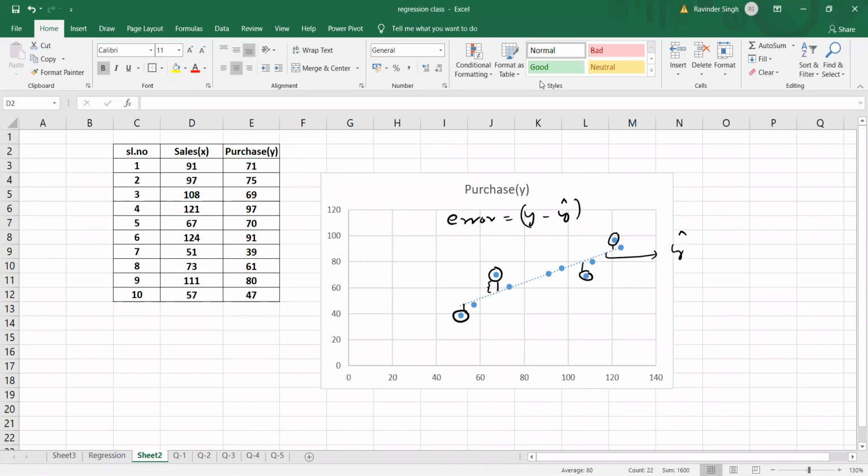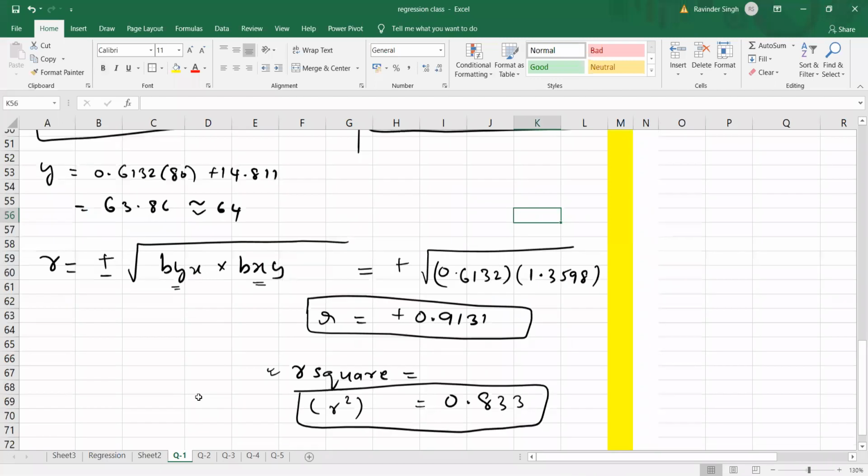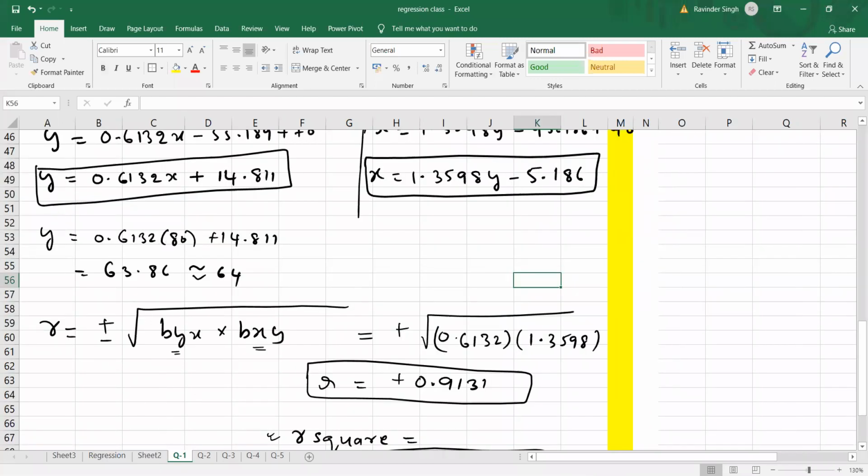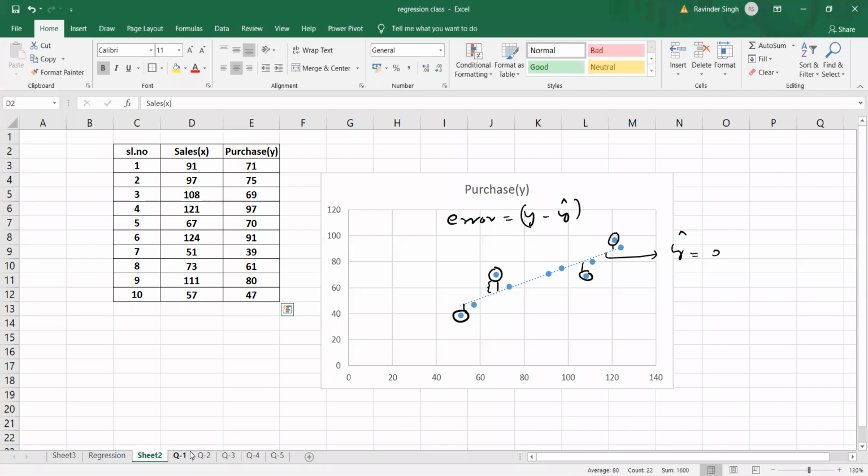So y hat, whatever equation we have got, is equal to 0.6132x plus 14 point something 118 something. So when you calculate this difference for the data set and add all the errors, you take all the errors and square them, this should be minimum. Error should be minimum. That is our objective.